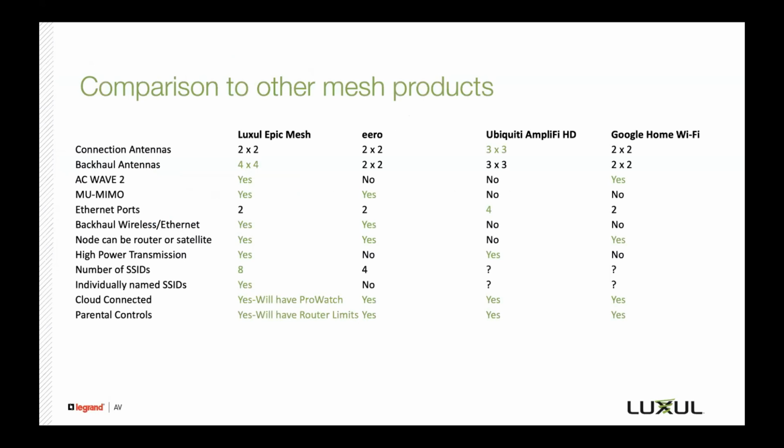Here's just a real quick comparison to some of the other products that are out there. Certainly, Eero and Google Home are probably the top two sellers that we compete with on a regular basis as far as mesh goes. And you can see here, there's a lot of green in our column that we're really excited about. Lots of things that we've covered here. I won't spend a whole lot of time on this, but just to give you an idea that we feel we're extremely competitive in the marketplace.